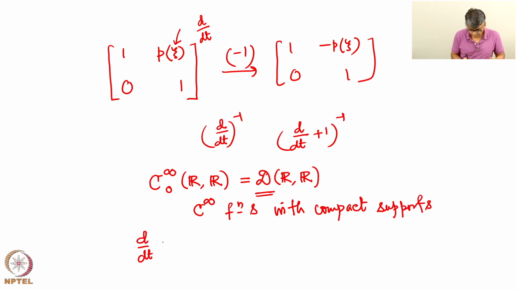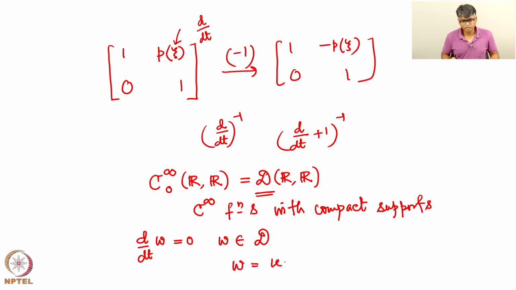Now look at this equation. Look at d/dt w equal to 0, where w is a C infinity function with compact support, right? What sort of solutions do we have? d/dt w equal to 0, you know that the only solution is that w is equal to a constant, right? But w being a constant identically is a compactly supported function only when the constant k is equal to 0, right. So therefore, as far as this system is concerned, the only solution set is w is equal to 0, identically 0.